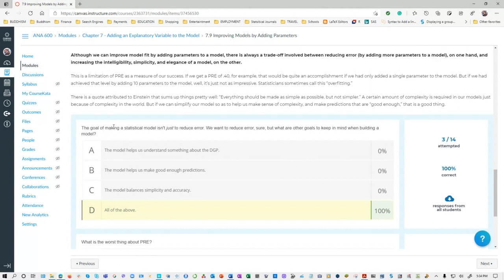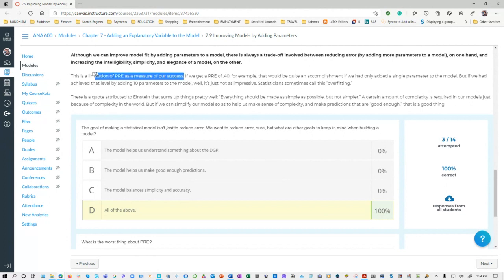pretty much everything, rather than simply throwing in and saying, okay, I'm going to divide this into 4 groups, 5 groups, 6 groups, 7 groups, 8 groups, 9 groups, 10 groups. No, you cannot do it like that. So we have to have a way of doing this. That's why they say there's a limitation of PRE as a measure of our success.